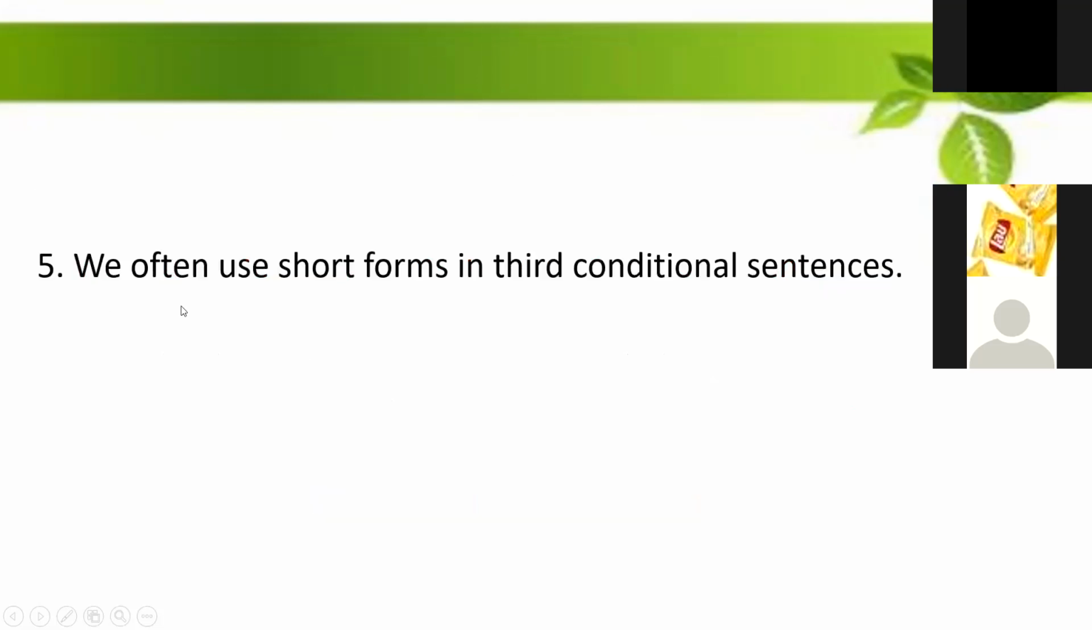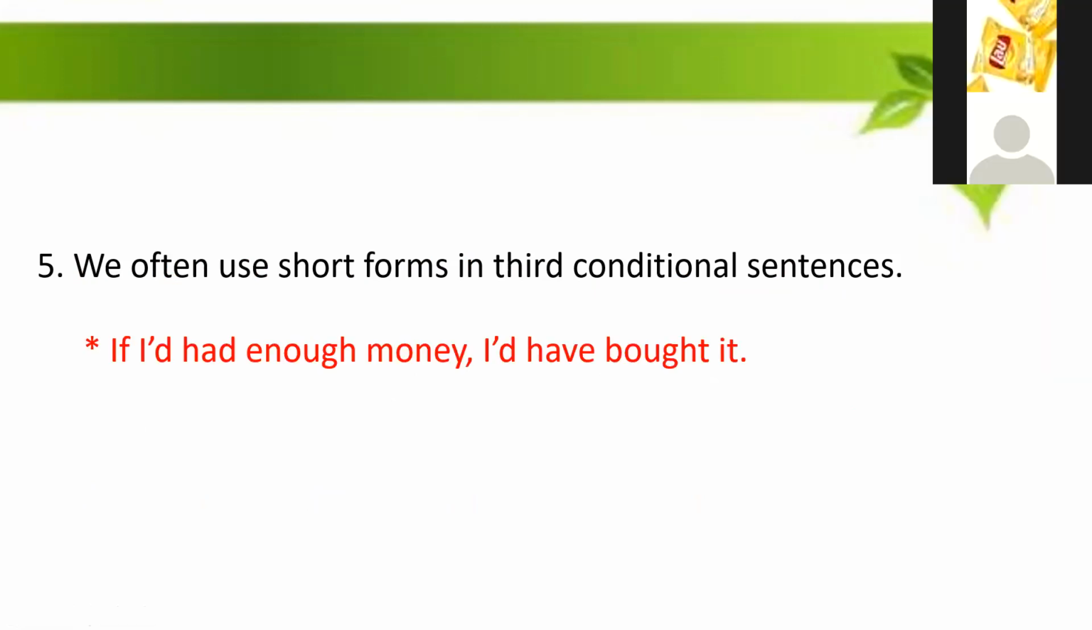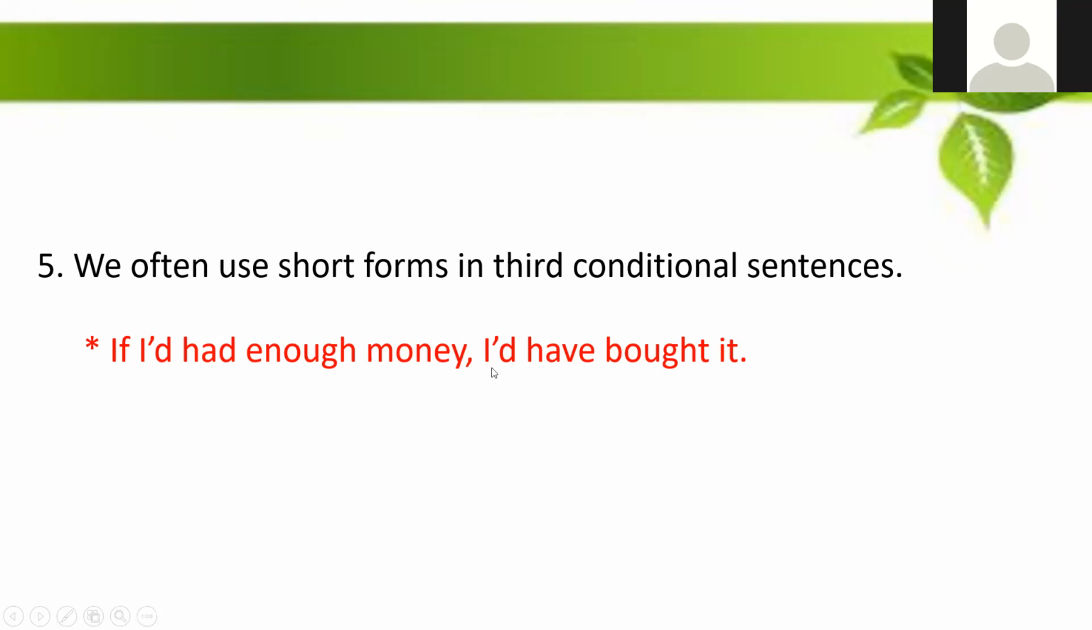So for number 5, we often use short forms in third conditional sentences. Okay, will you please read the sentence, Prem? If I don't have enough money... It's not "don't have," Prem. The apostrophe D stands for would. If I had enough money, I would have... Okay, so let's have this one.